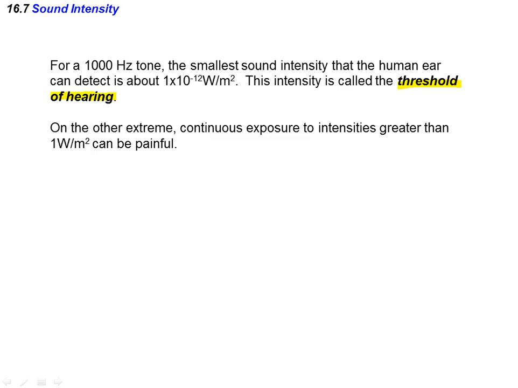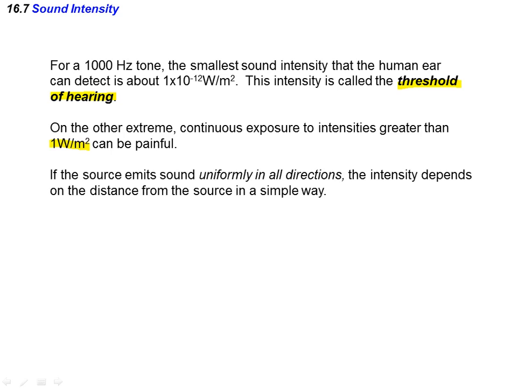On the other hand, continuous exposure to intensities greater than 1 watt per square meter can be extremely painful, and in fact can start to rupture your eardrum and make you bleed from the ears. Those tiny little bones in your ears that vibrate the fluid that translates into the auditory nerve can break. So any intensity bigger than that, we're going to have some issues in our ear.